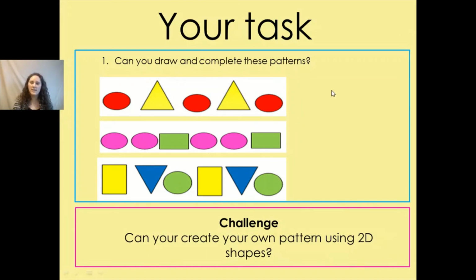Your task for today is to see if you can continue the patterns on the screen. There are 3 different patterns. You can draw them into your workbooks and then complete the next few shapes. Don't forget to say your pattern out loud, because that really helps. Once you've done that, if you'd like a challenge, then you can see if you can create your very own pattern using 2D shapes. Your pattern can be however you like, as long as it's repeating.